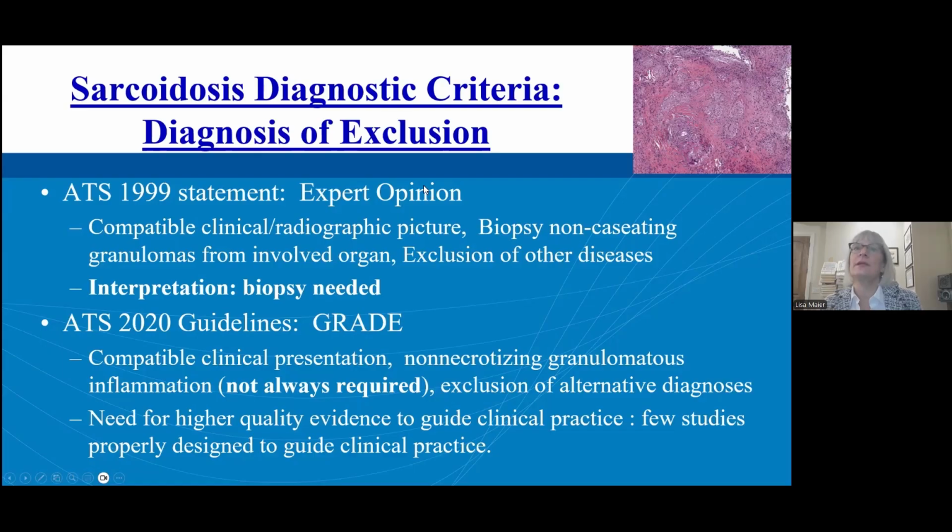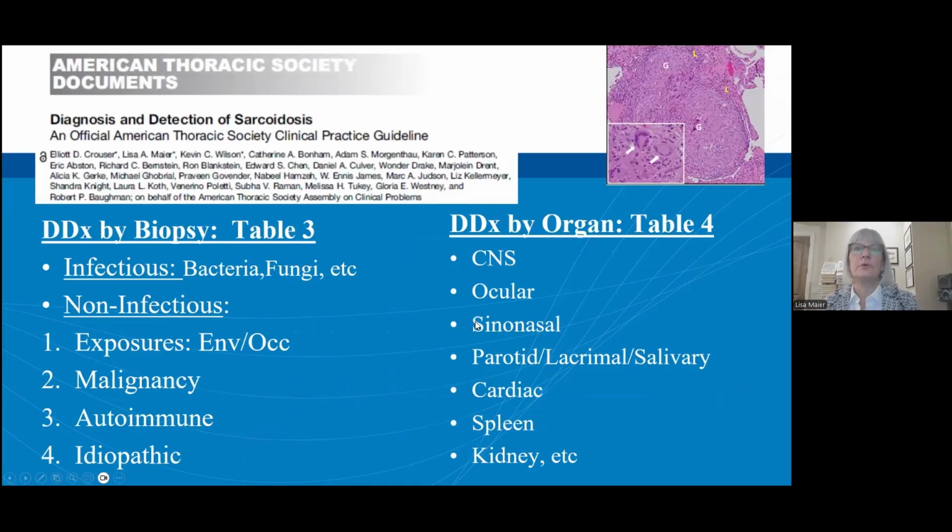And initially, everybody thought that we needed to get a biopsy, and we redid our guidelines and said you need a compatible clinical presentation. If you get a biopsy, you should, for example, consider an ultrasound-guided endobronchial biopsy instead of putting people through an open lung biopsy. We went through and spent a lot of time.